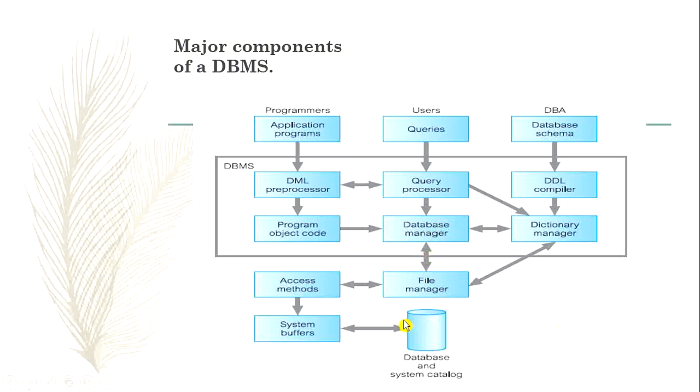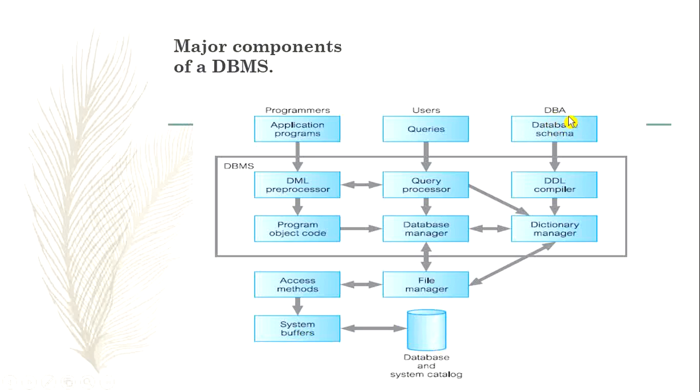So this is the diagram of all the components of DBMS. It actually shows the interaction between the different components. Like here you can see the Database Manager is taking requests from query processor and then passing them to File Manager. File Manager then passes the query request to access methods, which passes it to system buffers, and then system buffers communicate with the database and system catalog.